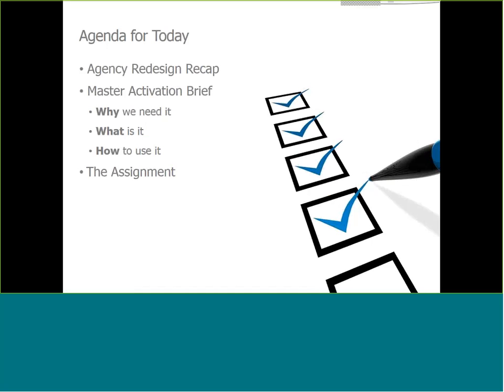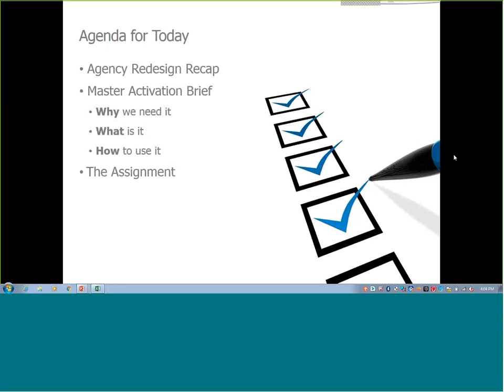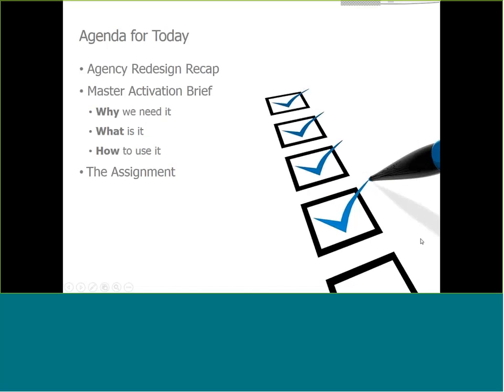We're going to begin with a quick recap of the agency redesign, and that's strategy and investment. This should be mostly remedial for the folks here on the call, but it's a good context to set this up. Then Regina will tell you why we need the Master Activation Brief, and what the thing is, and Kevin will take you step by step how to actually use the thing.